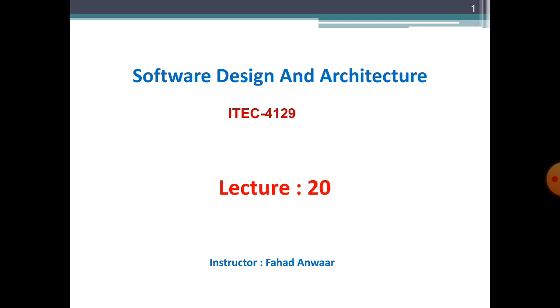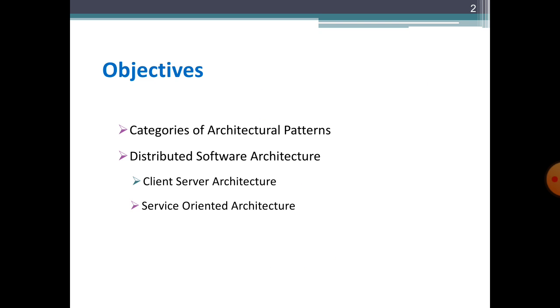So students, let's formally start today's lecture discussion. Here is a brief objective. Today we will discuss a different category of architectural pattern. In our last lecture, we discussed hierarchical software architecture, and now in this lecture we will focus on distributed software architecture. We will further divide distributed software architecture into client server architecture and service oriented architecture. So that's a brief objective of today's lecture discussion.